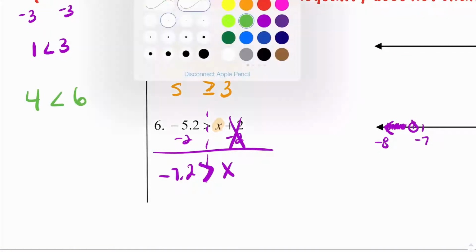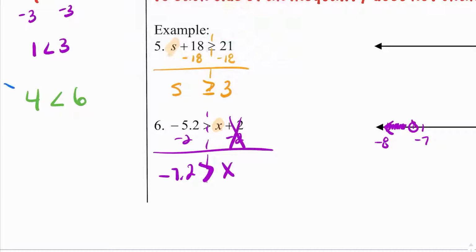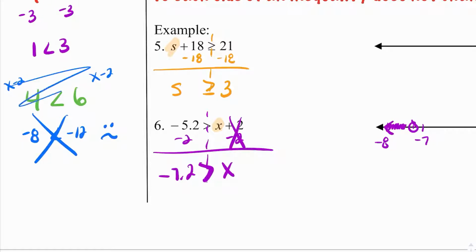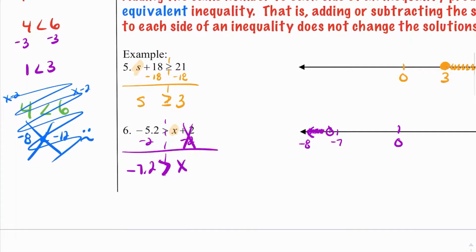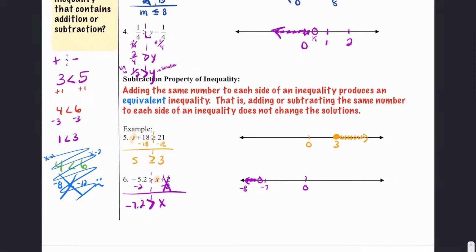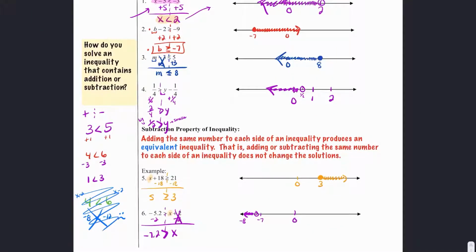If I multiply or divide, like let's say I multiply by negative 2, well, negative 8 is not less than negative 12. So it no longer becomes true. So sometimes when we multiply or divide, things become weird. So we're starting really easy and making sure we know that adding and subtracting don't actually change the inequality. So we're able to do that to get our answers.